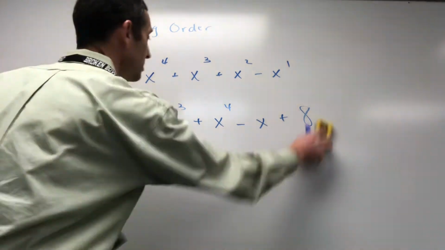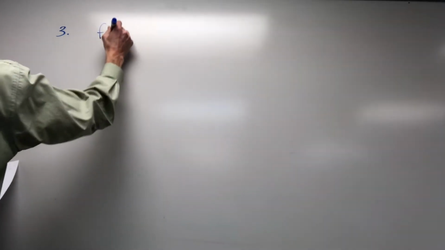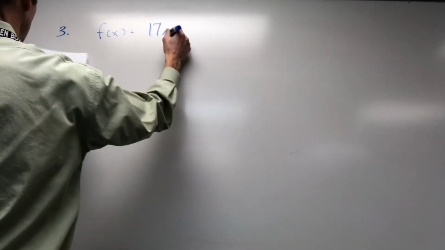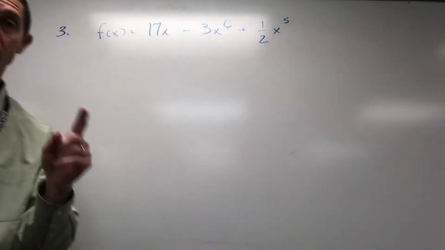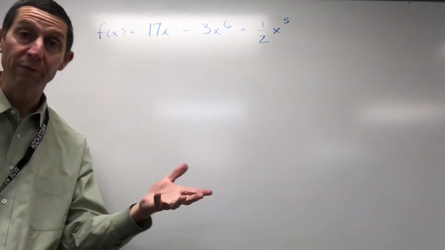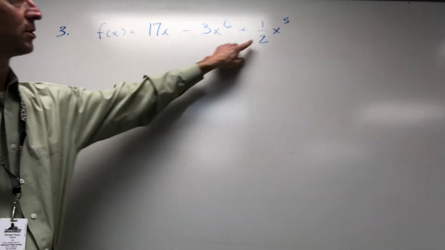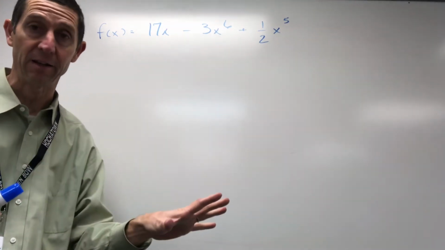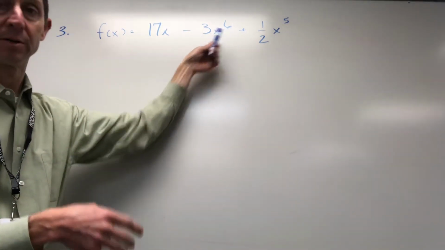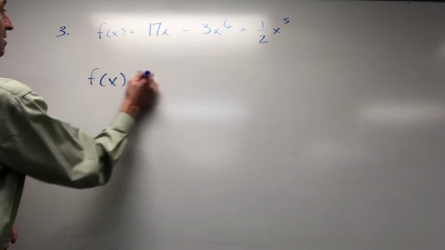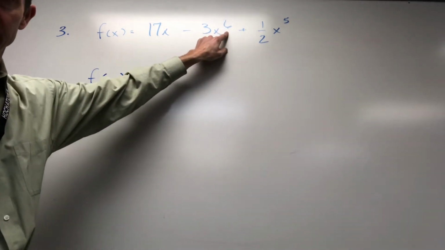Okay. Let's do a couple more of those. Let's say we got some stuff here. All right, I've got this function. Don't be tricked by the numbers out in front, your coefficients. Don't be tricked by the 17, the -3, the half. Don't let them decide anything. When you put this in descending order, it's all about your exponents. So find your largest exponent, and he goes first.